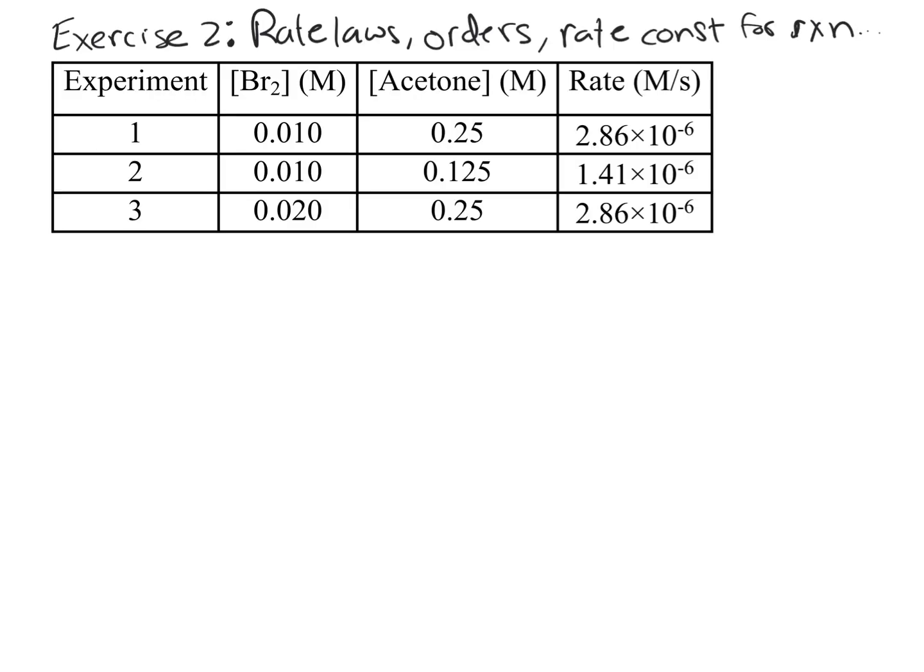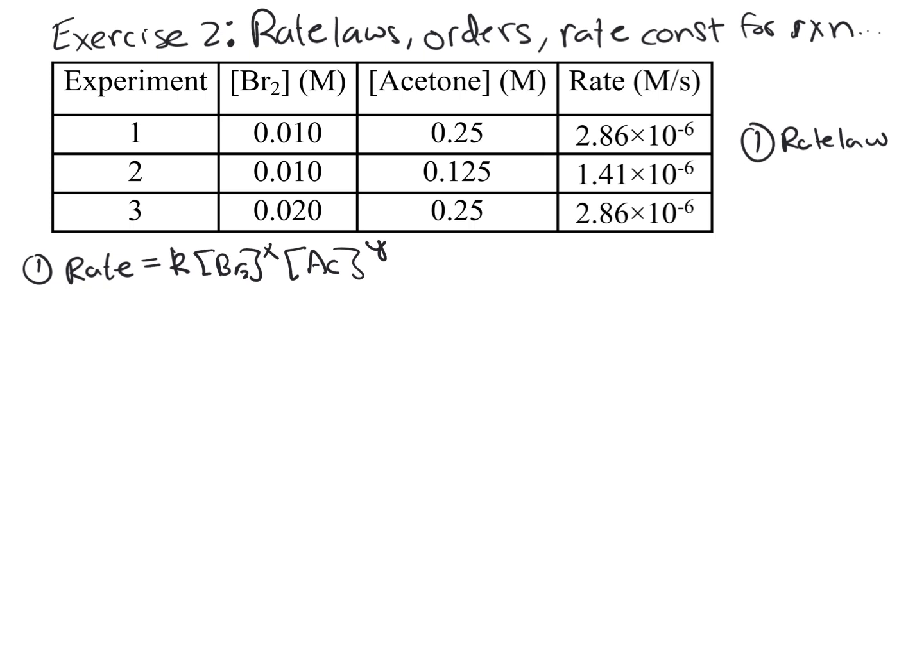Okay, this is our second method of initial rate example. The first thing we need to do is write the rate law. So the rate law, again, is always rate on the left-hand side is equal to some rate constant K times, we look at each reactant. So Br2 is the first reactant, Br2 to some unknown power X, and then the other reactant, acetone, maybe I'll just write that as AC, to some unknown power Y.